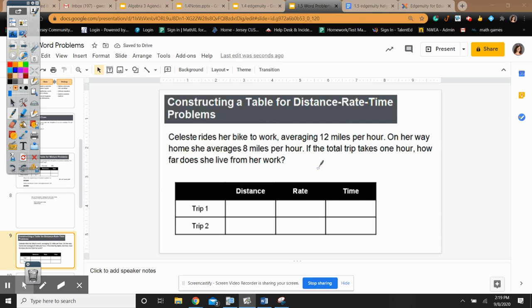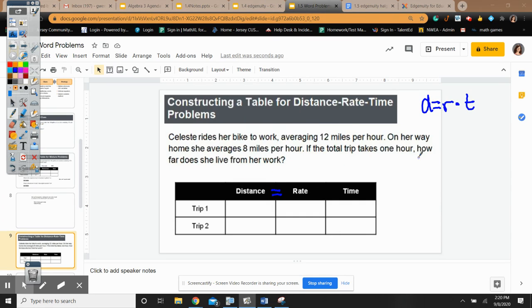Okay, the next type of problem we're going to see is a distance, rate, time problem. And you will need to remember that distance equals rate times time to do this. I usually put rate time distance when I do these, but this is the same thing. Distance equals rate times time. So what are they asking us? Celeste rides her bike to work. She goes 12 miles per hour. On her way home, she averages 8 miles per hour. If the total trip takes 1 hour, how far does she live from work?